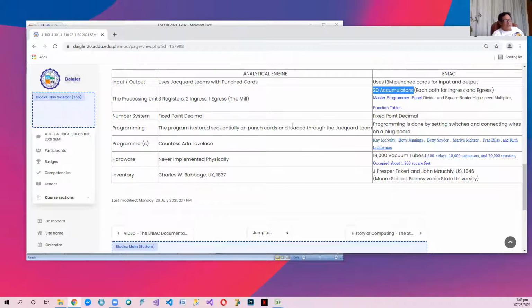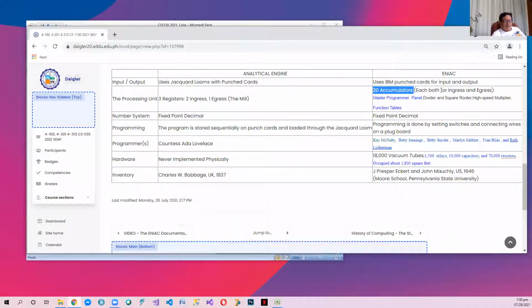What is an accumulator? It's actually a register like ingress and egress, but it has no distinction whether it is used for input or output. It can be used for both, which means you can load an accumulator, you can also store an accumulator. Do you follow?